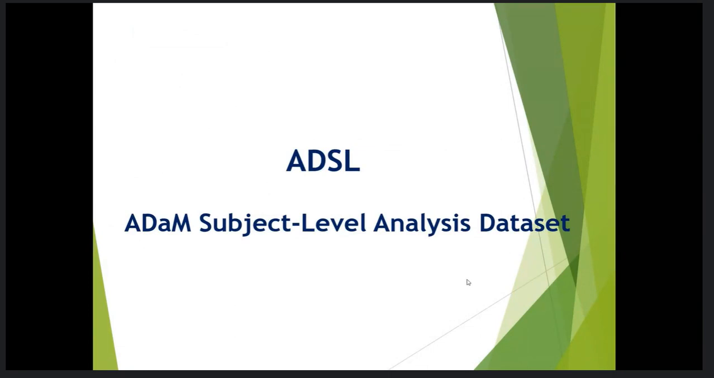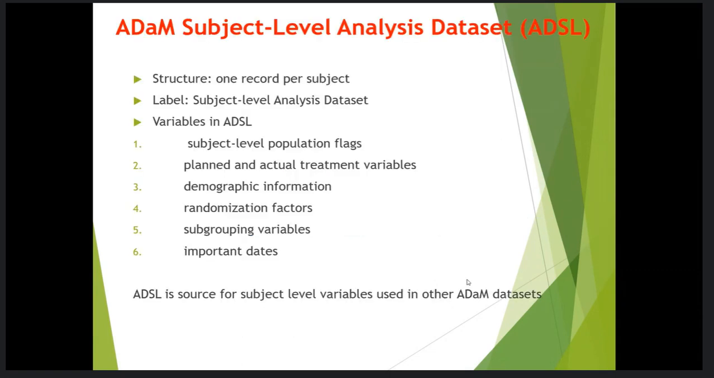And then we started discussing ADSL. What is the label for ADSL? Subject level analysis dataset. By the way, what is the structure of ADSL? The structure of ADSL is one record per one subject. And what are the variables that we are going to have? In the interview, they are going to ask a question, what are the variables that we have in ADSL?